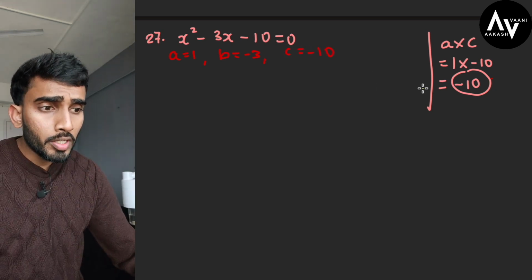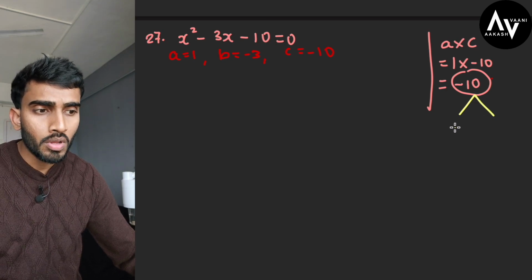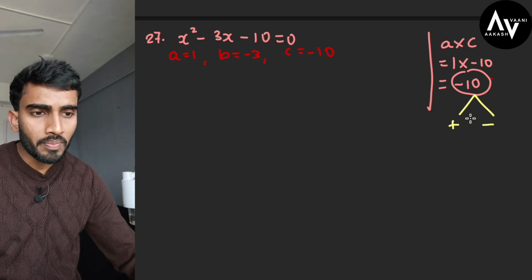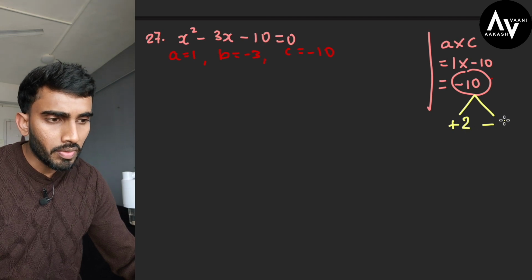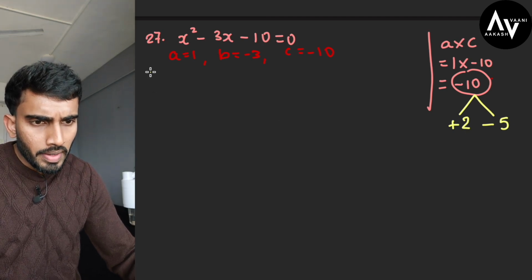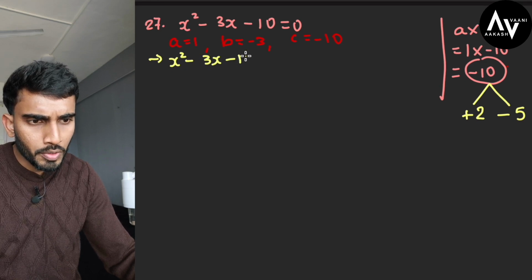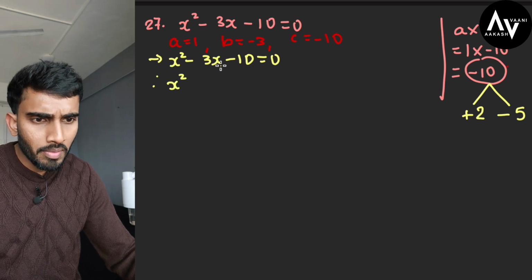As we have got the product as a negative number, the two numbers which we will have to split into, one will be positive and the other will be negative. So the two numbers are: 2 fives are 10, and 2 minus 5 we get minus 3. So plus 2 and minus 5. So writing this, x square minus 3x minus 10 is equal to 0. In the next step, x square minus 3x will be written as x square plus 2x minus 5x minus 10 is equal to 0.